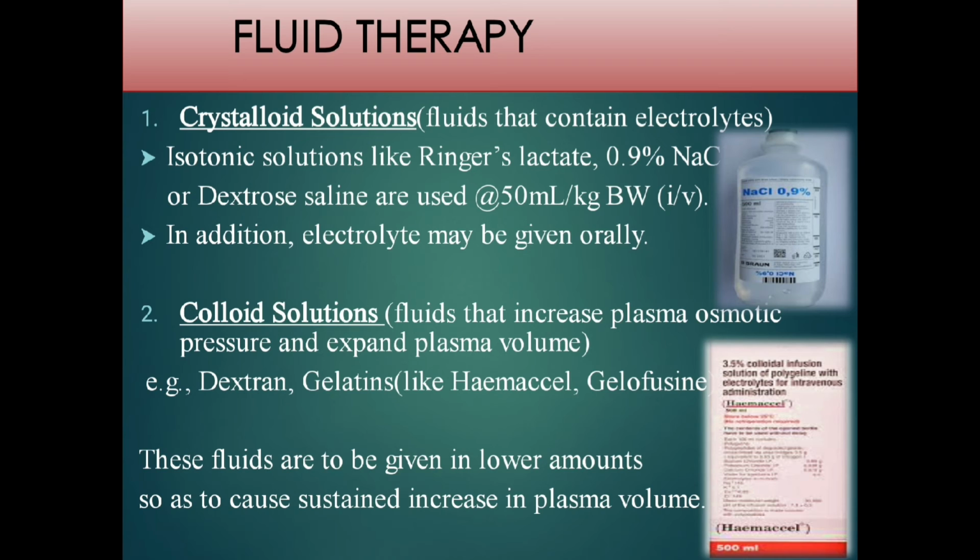They should be given at a dose rate of 50 ml per kg body weight intravenously and can go up to 90 ml per kg body weight intravenously for dogs and 44 ml per kg body weight for cats.